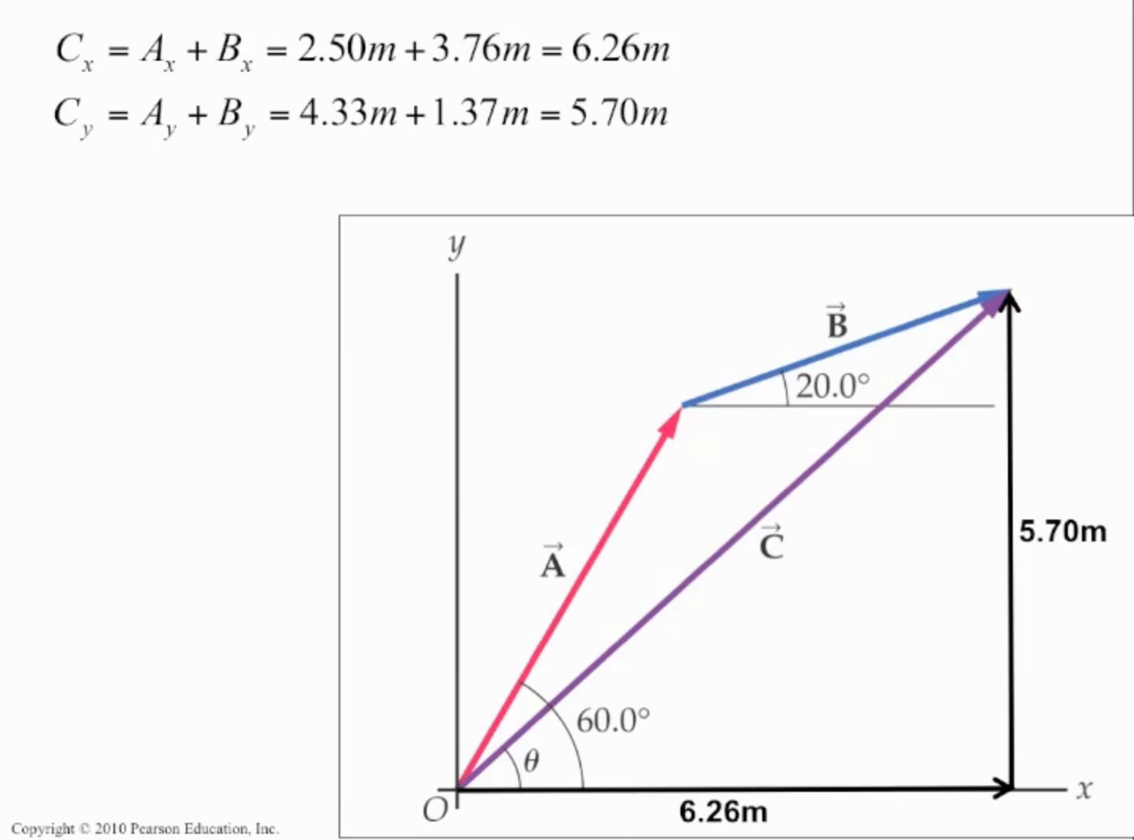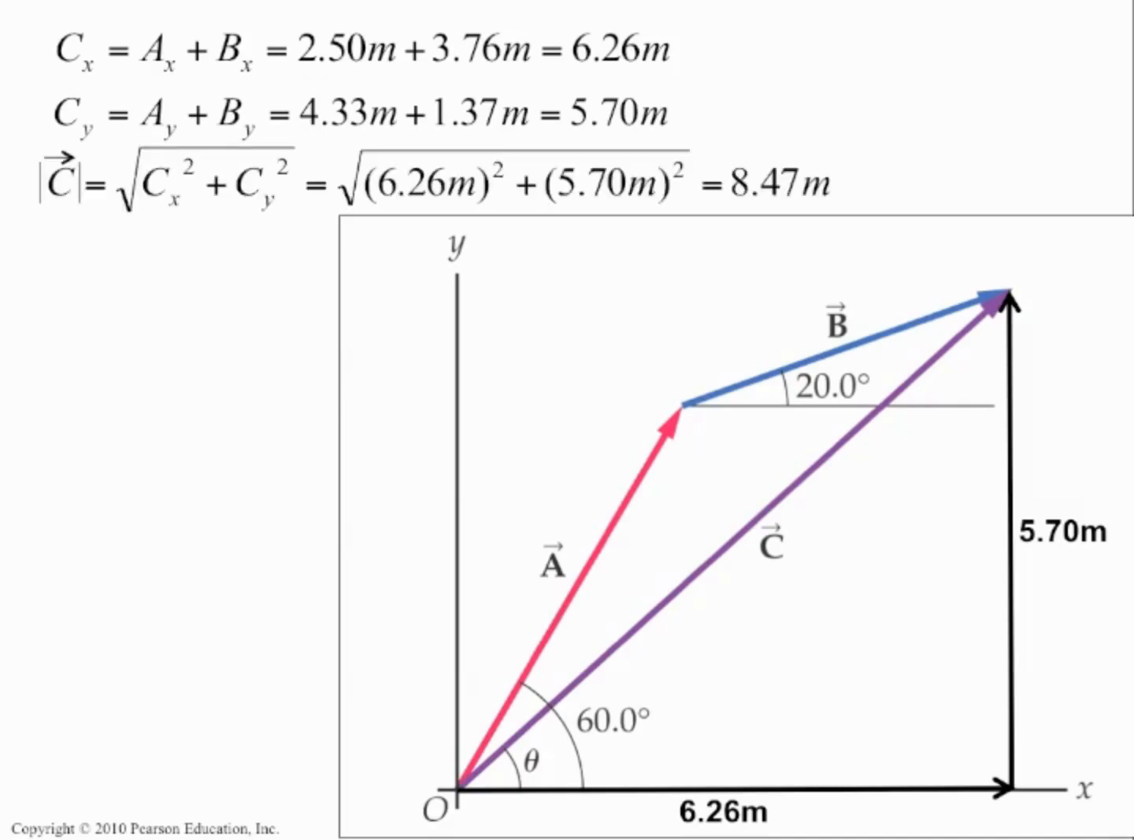And now we can see that since we have the horizontal and vertical components of the resultant, we can get the magnitude and direction of that resultant. So the final steps are to get the magnitude of vector C: square root of cx squared plus cy squared equals square root of 6.26 squared plus 5.70 squared, and that is 8.47 meters. And we now label it here where I'm circling with the mouse arrow on the purple vector. 8.47 meters is the magnitude of C.